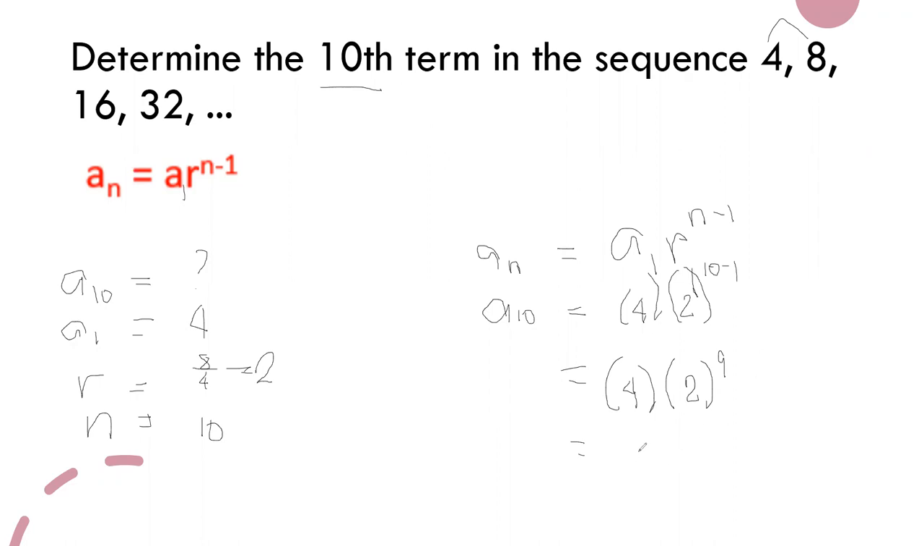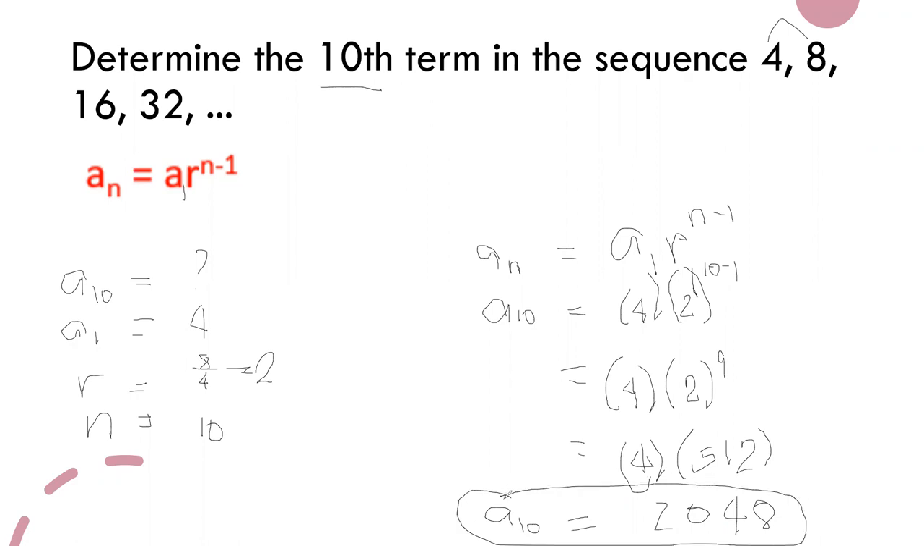That's correct. So that is 4 times 512. Then we multiply it. 512 times 4. What is 512 times 4? 2048. 2048, sir. Okay po. That's 4 times 512, that's 2048. And that will be our A sub 10. Okay? That will be our A sub 10.